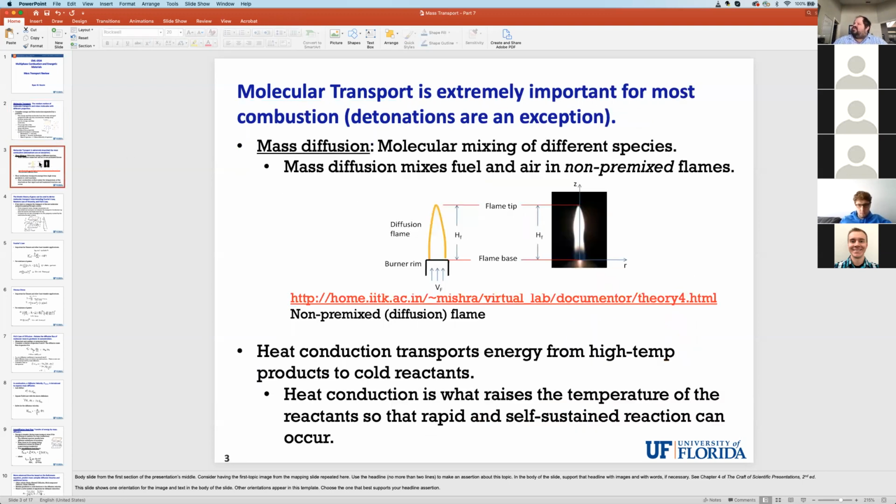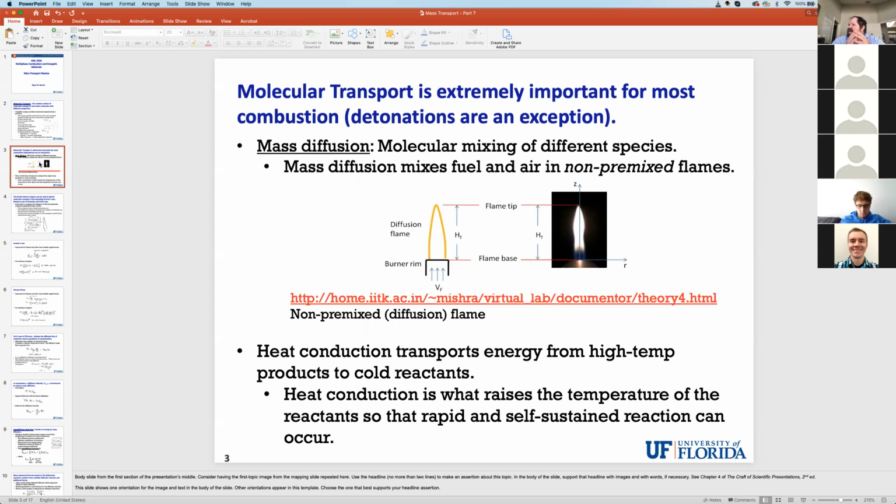And so, that is why this molecular transport is very important. You may think that in a propellant or a rocket or a detonation, all these tiny little molecular processes don't really matter. I mean, who cares? It is important for most combustion. Basic detonation theory is one notable exception to that, and you will understand why after we get done discussing detonations.